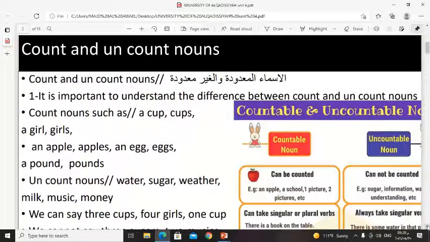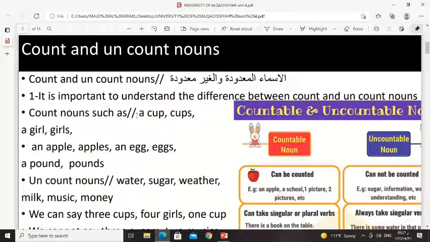Count and uncount nouns, اللي هي الأشياء المعدودة والأشياء غير المعدودة في اللغة الإنجليزية. It is important to understand the difference between count and uncount nouns. Count nouns such as a cup, cups, a girl, girls.